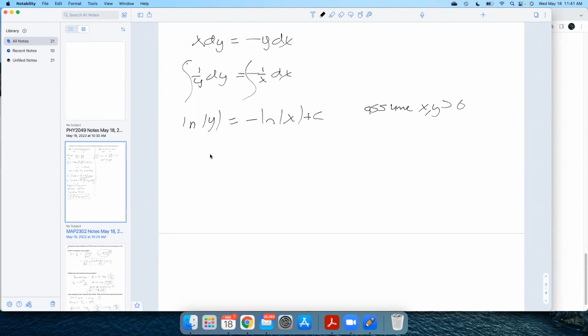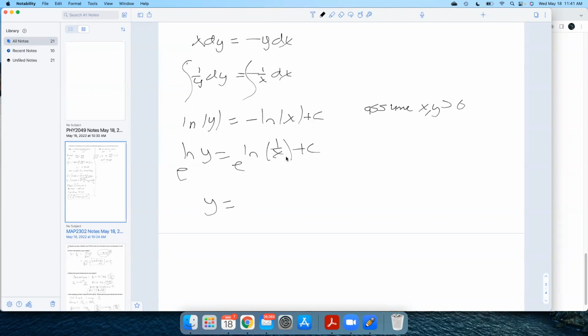So now I'm going to play the same kind of game. Let's drop the absolute value so I don't have to worry about that. I'm going to bring in that -1. This is still going to be a 1 over x plus c. Make both sides powers of e. E raised to the ln of y would just be y.